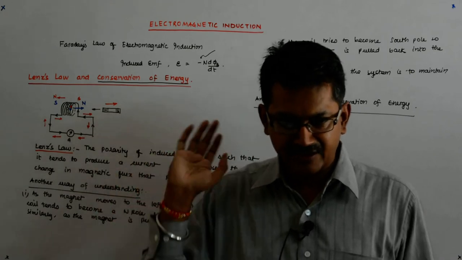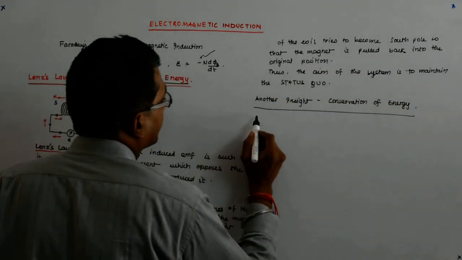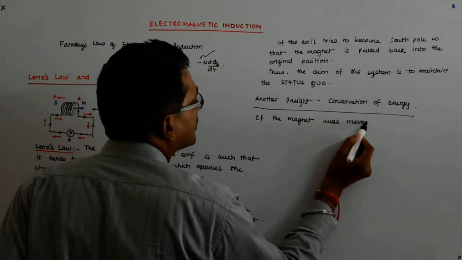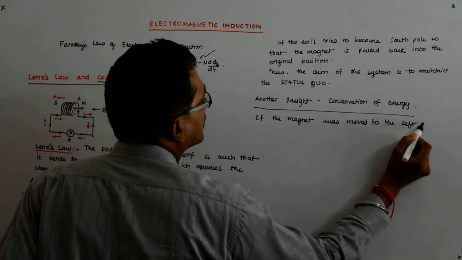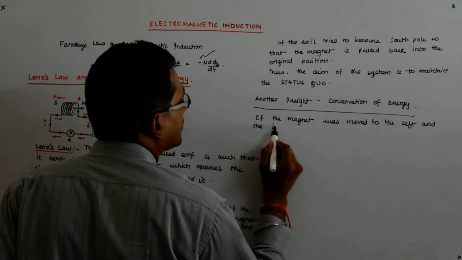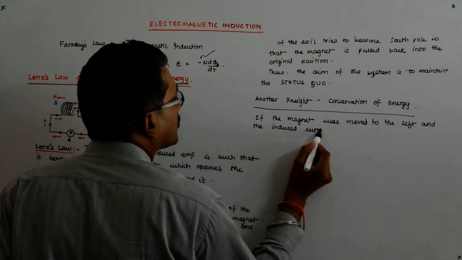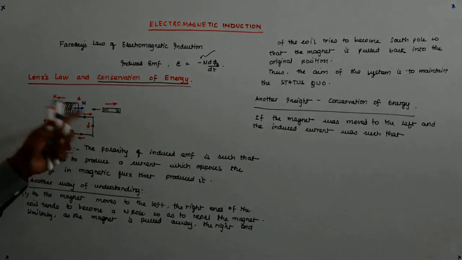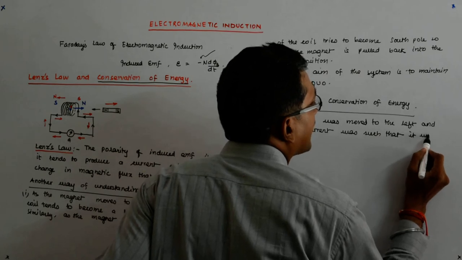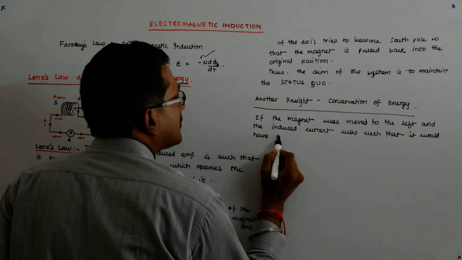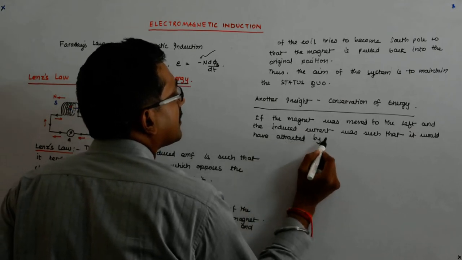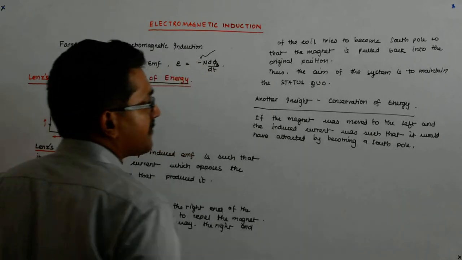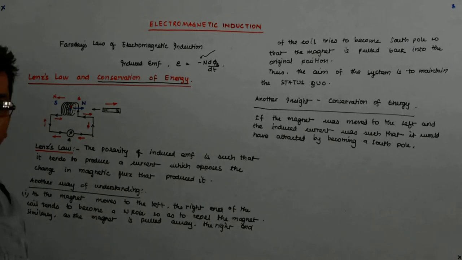Normally what will happen? That was contradiction, right? What we are trying to say? That if the magnet was moved to the left, and the induced current was such that it would have attracted it, by becoming a south pole, then the magnet would have kept on accelerating towards the coil, correct?